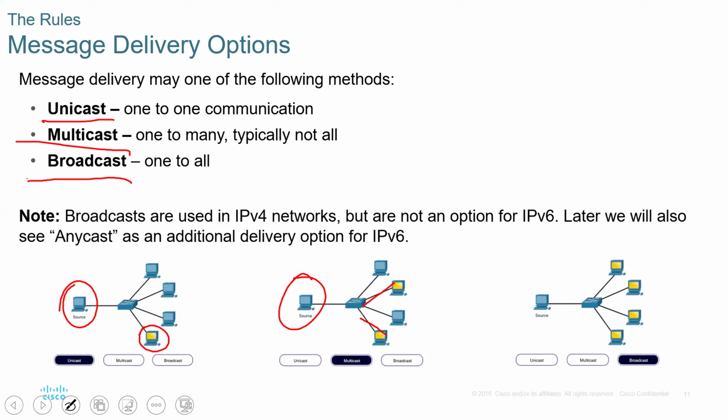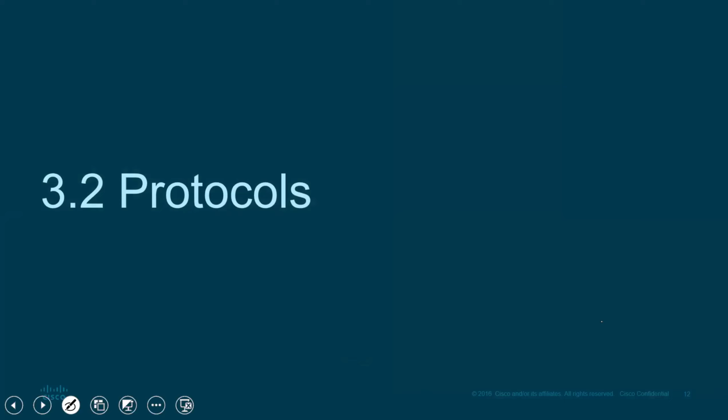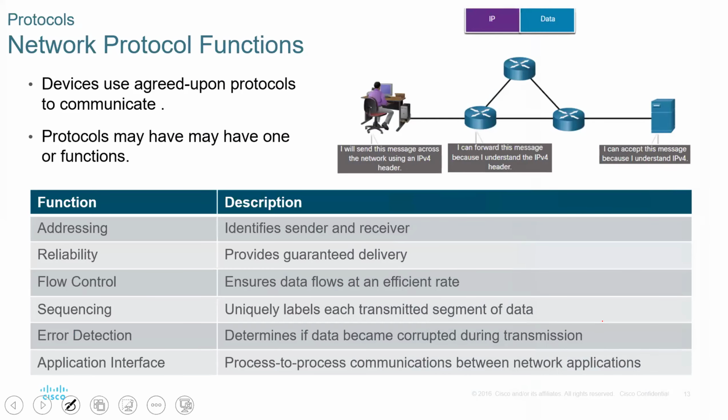And then when I say broadcast, I'm sending one to all. The source is sending to every node that is on the network. So it's like saying I'm sending a message to the entire class. Okay, I'm sending a message to the entire class, which means I'm sending a broadcast. So generally communications work on that. So let's take a deeper look at the protocols.